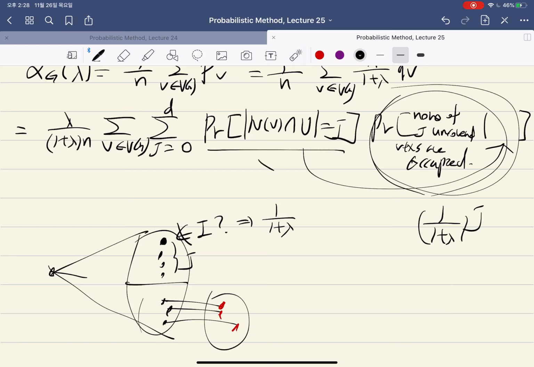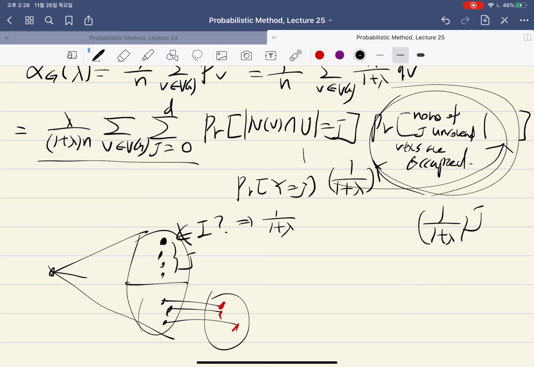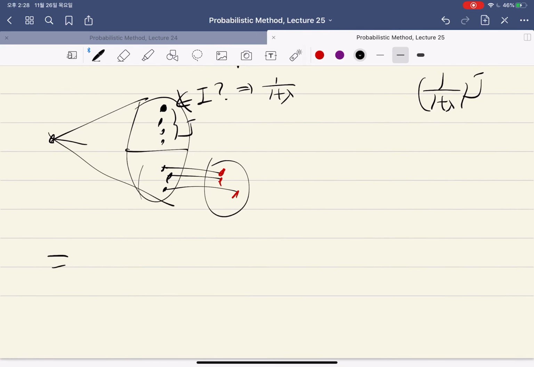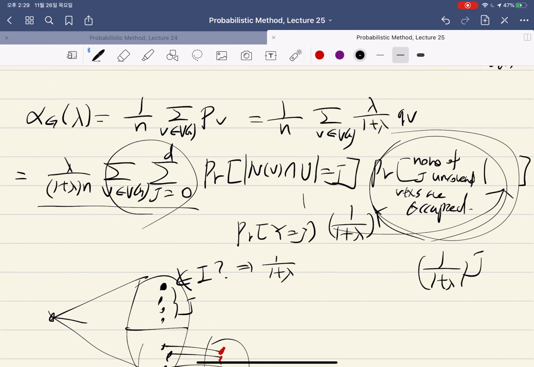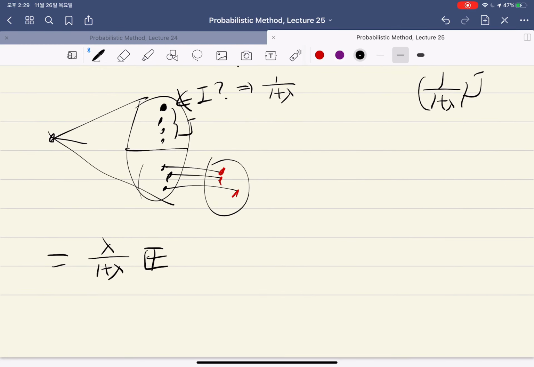But what's this? This is y. No, I said it wrong. This is exactly y. So this is a probability that y is j, and this is 1 plus lambda to the y. And this is nothing but the random choice. So this is lambda over 1 plus lambda. N is a random choice. This can be converted into the expectation of 1 plus lambda to the minus y.